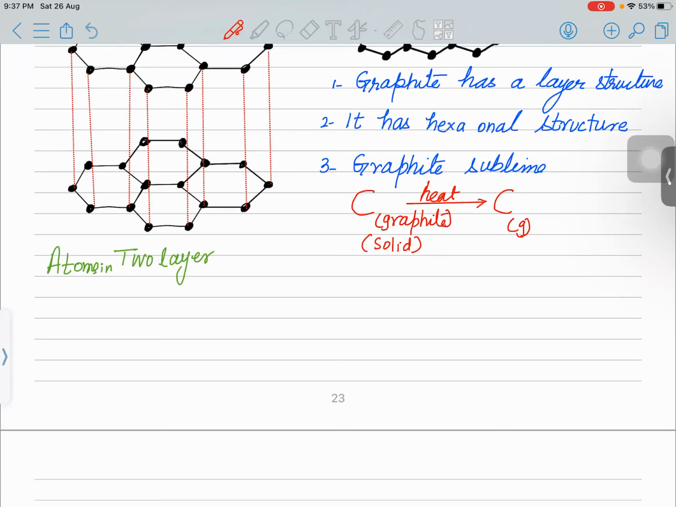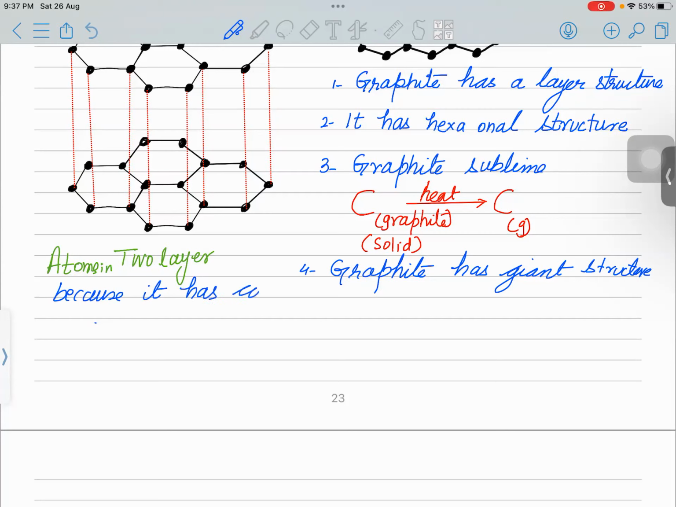Now, next point is graphite has a giant structure, because it has covalent bonding throughout the structure.